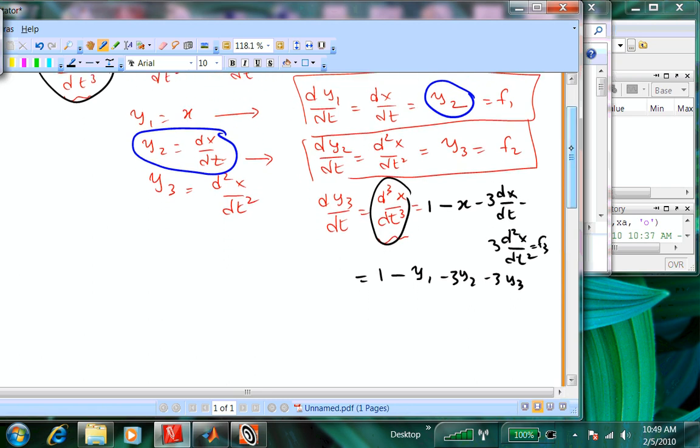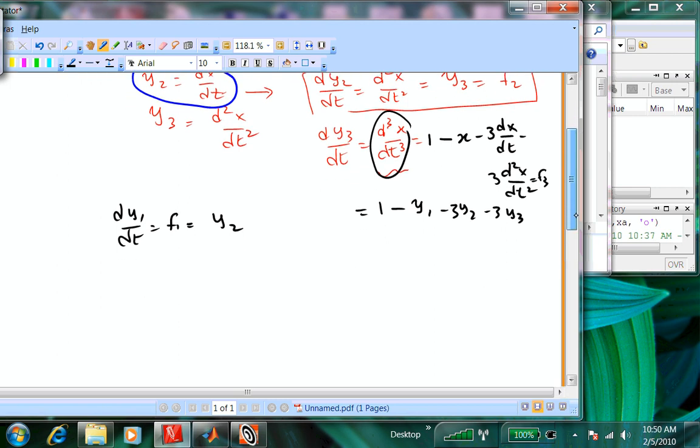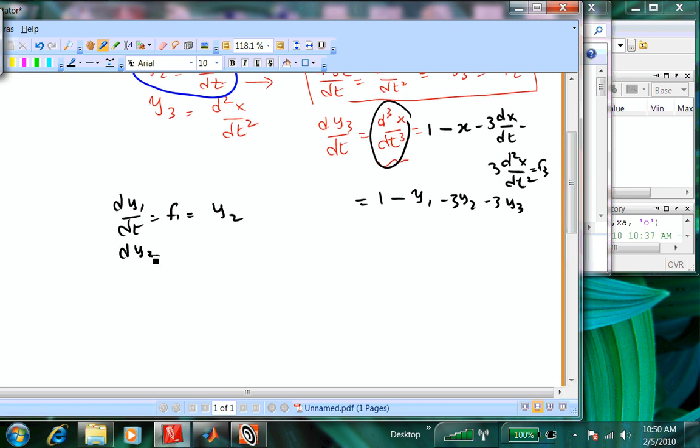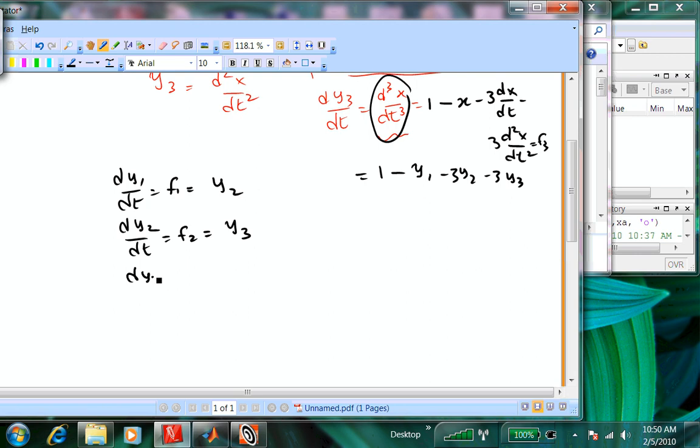Okay. All right. So what I have, I'm going to summarize now. What I have is dy1/dt, which is my first function, which is y2. And dy2/dt, which is my second function, is simply y3. And dy3/dt, which is my third function, is 1 minus y1 minus 3y2 minus 3y3.